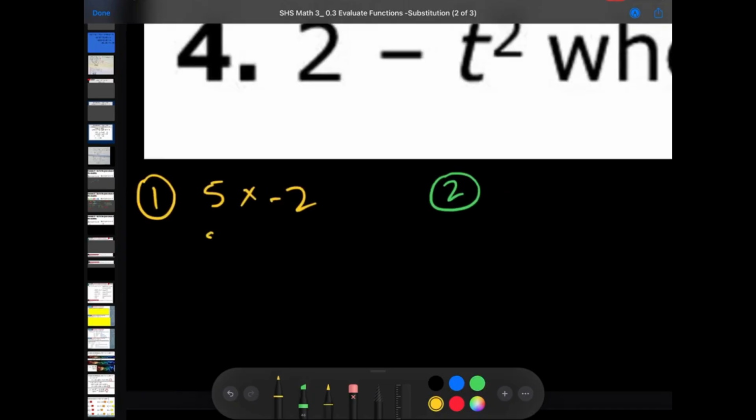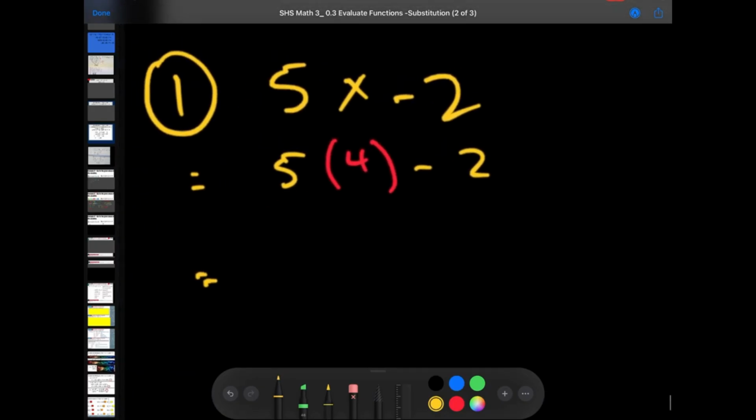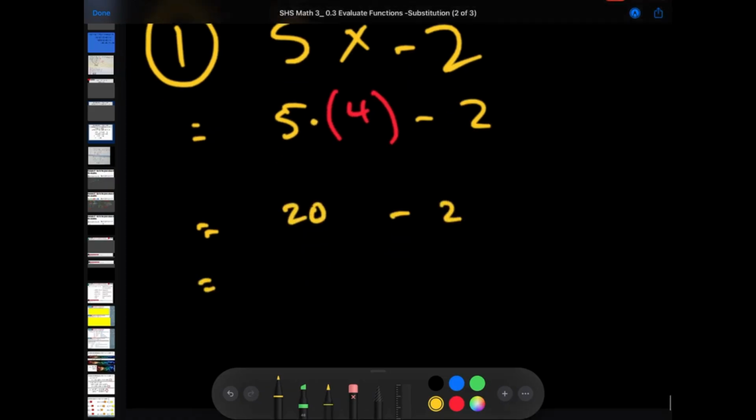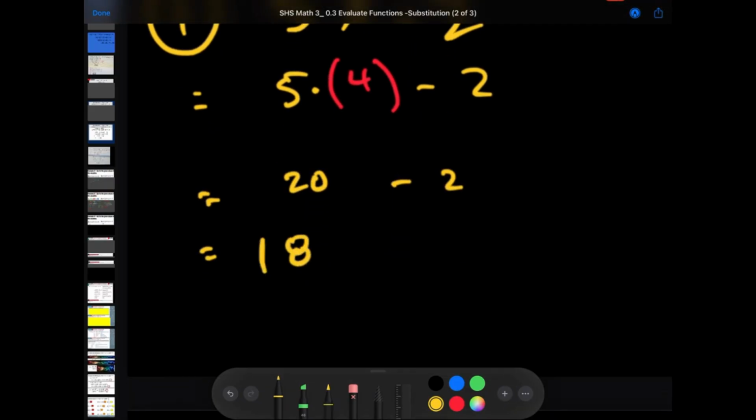So I have 5x minus 2. In class, instead of writing x, we're writing what number? Okay, order of operations says to use which number first? Should I subtract or should I multiply? Multiply. 5 times 4 is what? 20, and 20 minus 2 is 18. Raise your hand if you got 18 if you did question number 1. Good job.